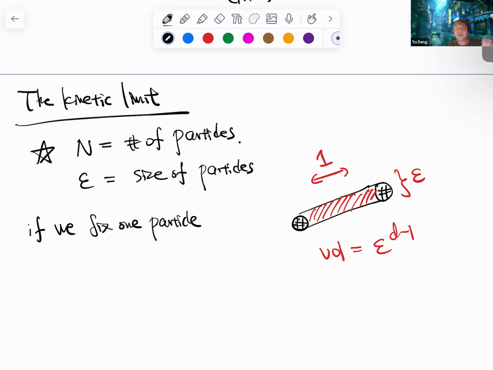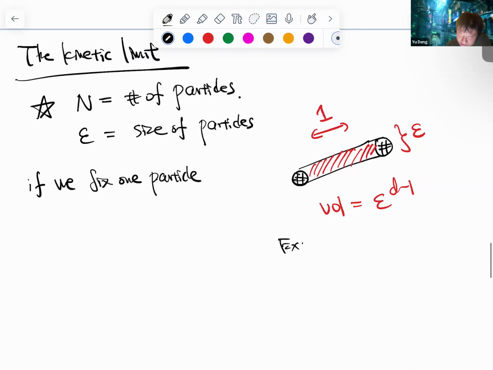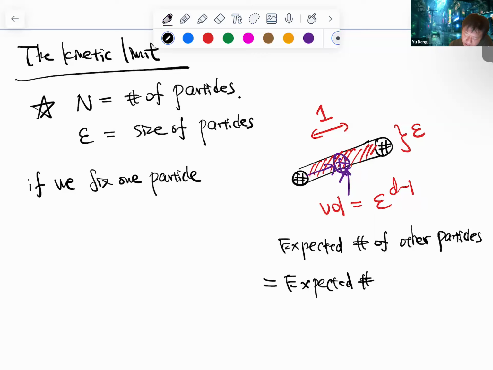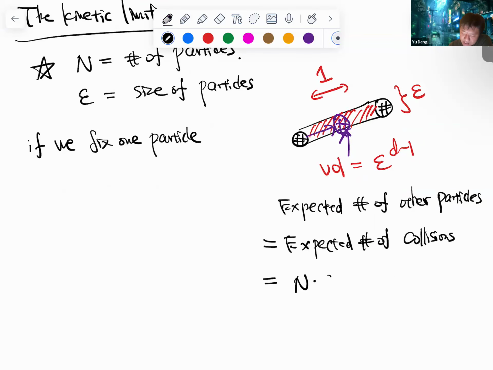If the total number of particles is n, and you think these particles are evenly distributed in the whole space, then the expected number of other particles that come into this domain, some other particle may come into this domain, and then they will collide with the given particle. This expected number of other particles, which is also equal to the expected number of collisions, is equal to n times epsilon to the d minus 1, and we're calling this parameter alpha.